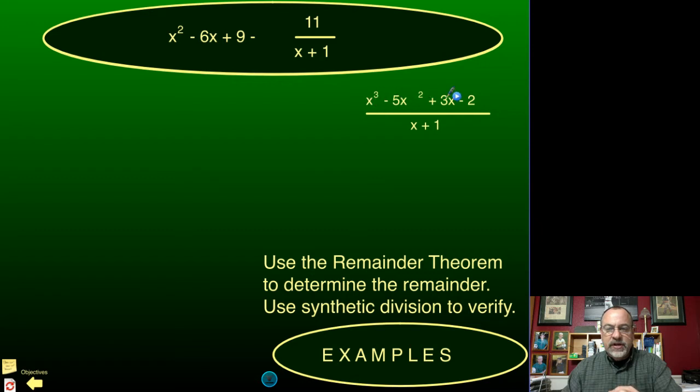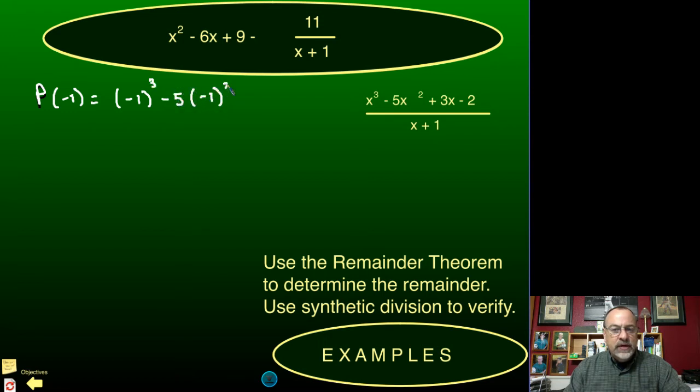So the remainder theorem says if I take the zero, the negative 1, and I substitute it in for x, that means if I do p of negative 1, meaning I put in negative 1 for every x, so that's negative 1 cubed minus 5 times negative 1 squared plus 3 times negative 1 minus 2, and I simplify this, the value that I get is going to be my remainder.